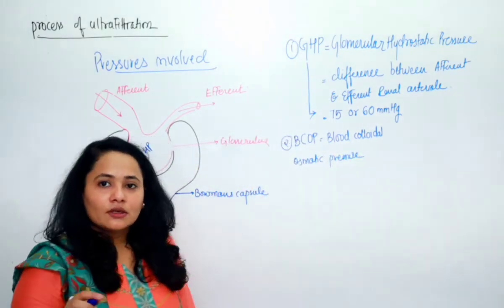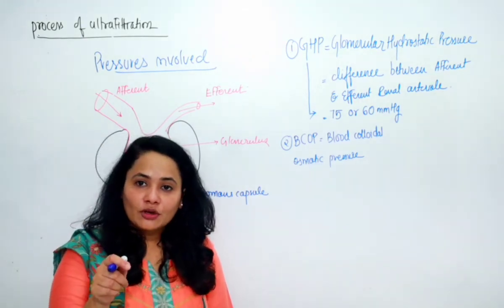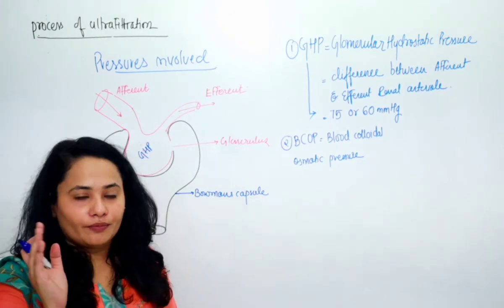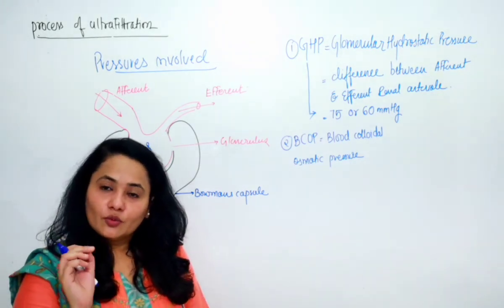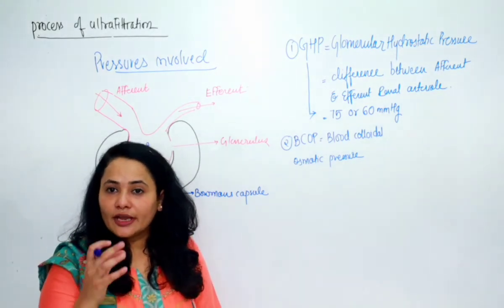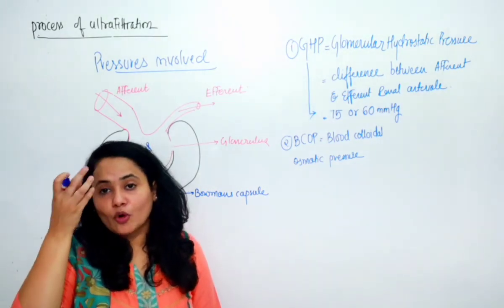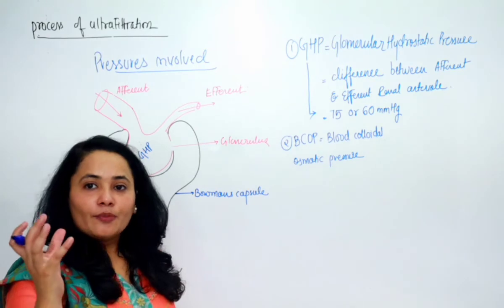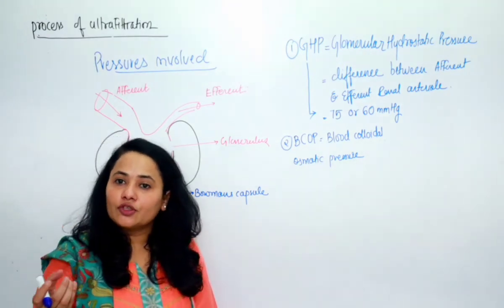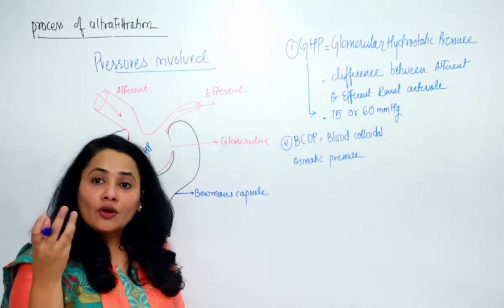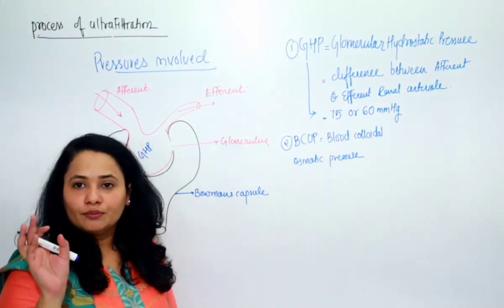Now what is this? This is the pressure which is exerted by the colloids present in the blood. Now which are the colloids? We know that there are proteins like albumin. We have already learned this in the chapter of body fluids and circulation, that there are proteins present in the blood which are known as albumin, and these albumin are the colloidal particles which are present in the blood.